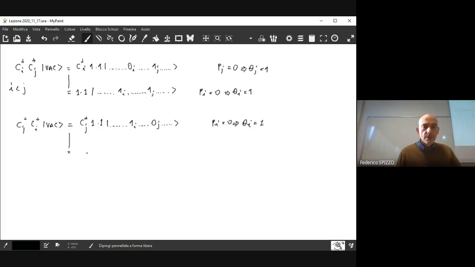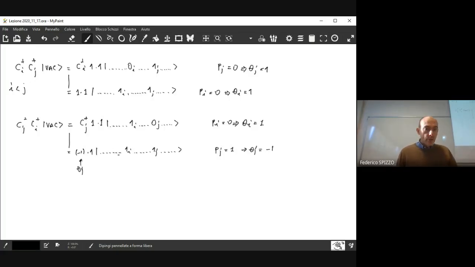When I now apply C cross J, I will have a state where level I is occupied, level J is occupied. Now, Pj is 1 because there is one electron in a level that is smaller than J. So Pj now is just 1. So theta J is minus 1. So the coefficient here is minus 1 due to theta J times 1 because the initial occupancy of level J was 0, so 1 minus 0 is 1.